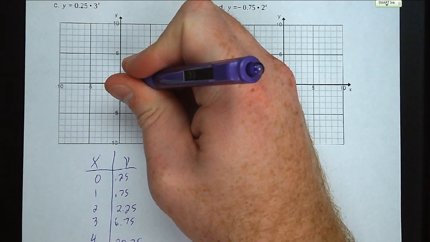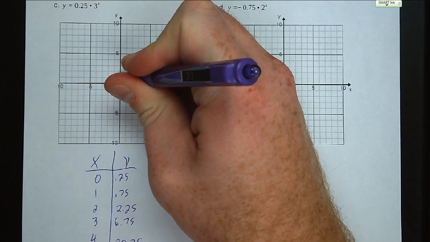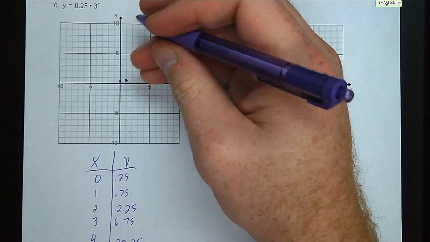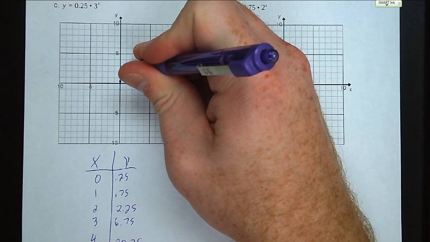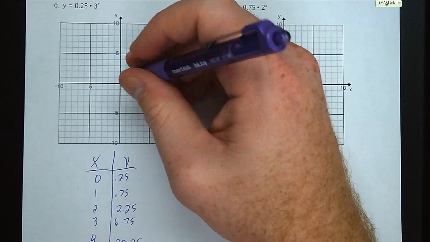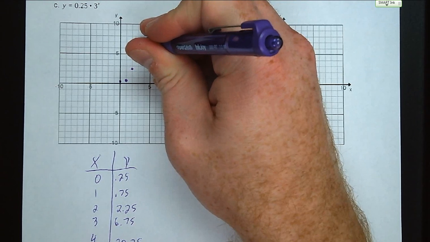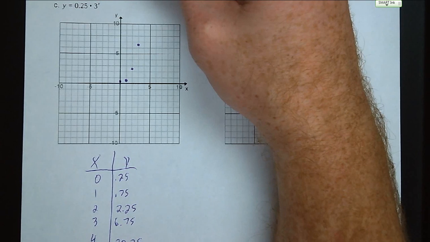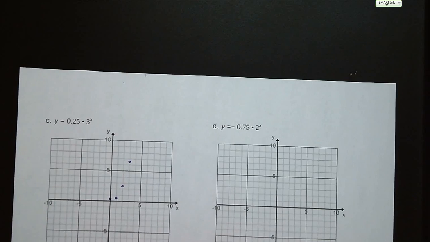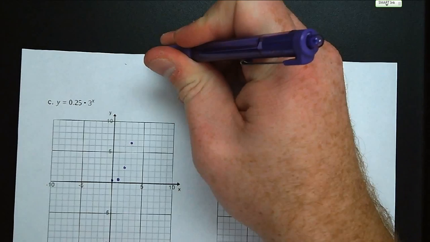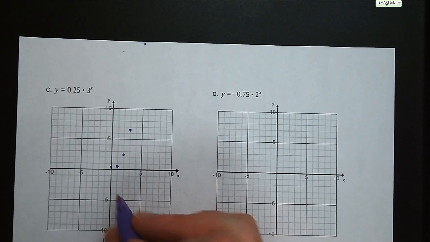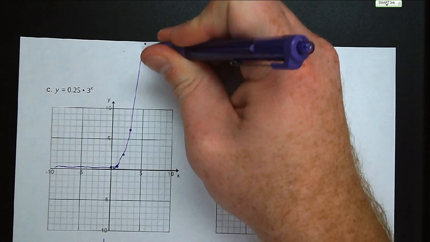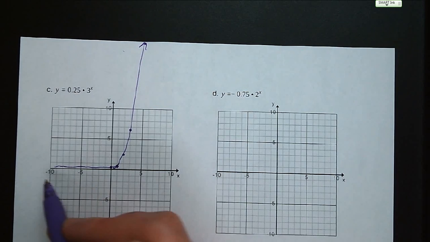So I'm going to have a point at 0 and 0.25, so that's pretty low right there. And then I have a point at 1 and 0.75, so it's a little further up. 2 and 2.25, so that's about there. And then we go up to 3 and 6.75, so that'll be about there. And then 4 and 20, that's going to be way up here. It's all the way off the screen, probably even further up than that. But you can see, again, I didn't do any of the negative territory, but you can just kind of infer that it's going to be a line that's going to end up looking pretty much horizontal.